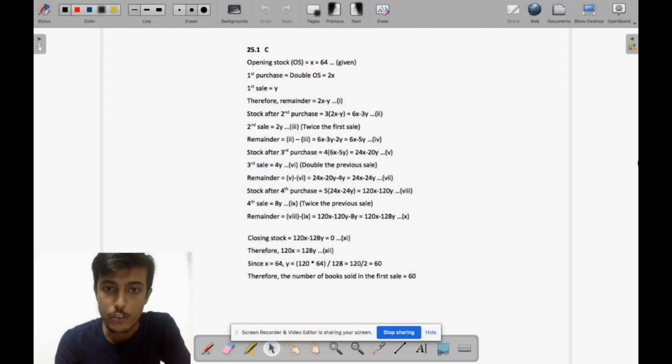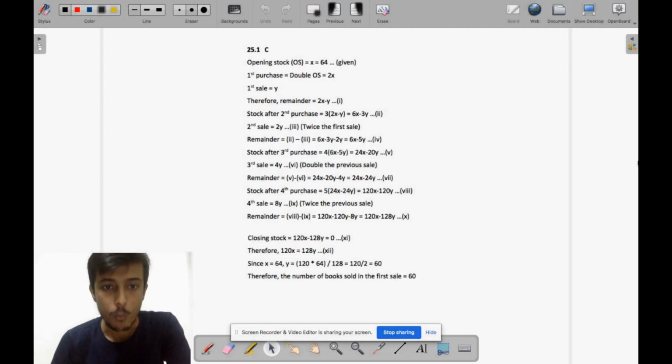Now the first purchase is double the opening stock, so it'll be 2x. The first sale is given in the question, which is equal to y. Therefore, what will be the remainder? The remainder will be the stock minus the sale. So here, the stock is 2x, double the opening stock, minus y, which is the sale, gives you the remainder, which is equation number 1. We'll focus on equation number 1.